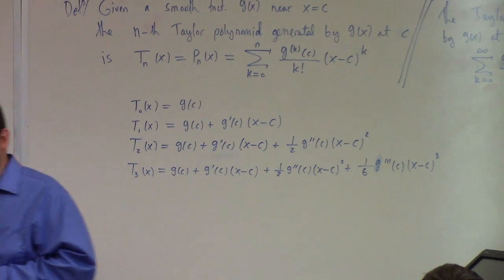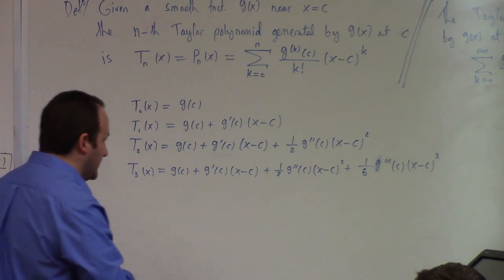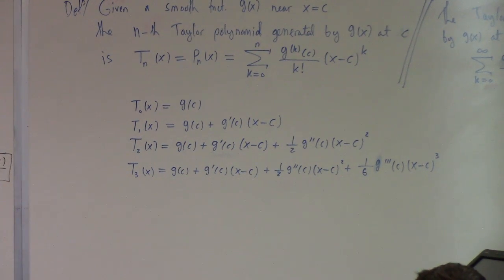What you're looking at is the best 0th order approximation to g, the best first order approximation to g, the best second order approximation to g, the best third order approximation to g close to the point c. These are polynomials which we can use to approximate g of x close to the point of tangency. Thinking of the first order case, right? Let me show you a very silly example of this.